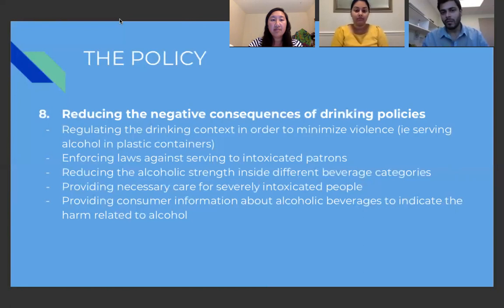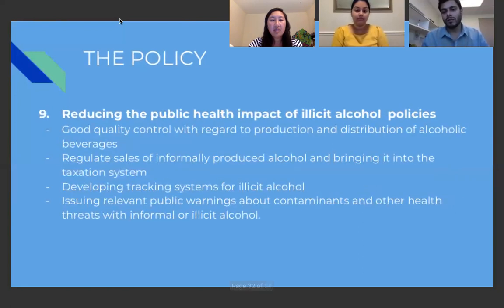The 9th target area is reducing the public health impact of illicit alcohol policies, good quality control with regard to production and distribution of alcoholic beverages, regulating sales of informally produced alcohol and bringing it to the taxation system, developing tracking systems for illicit alcohol, and issuing relevant public warnings about contaminants and other health threats with informal or illicit alcohol.